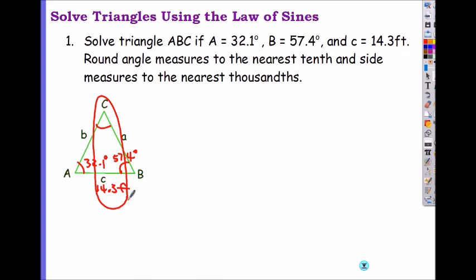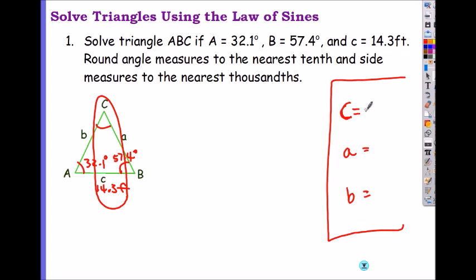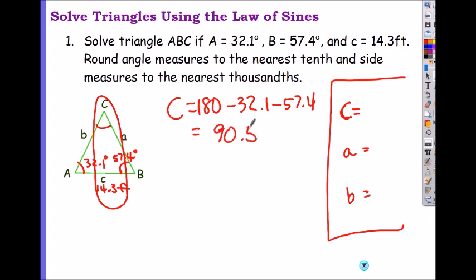For this one, you don't have to list all 6. Just write what you're solving for: angle C and sides a and b. So how would you find angle C? It is 180 minus the two angles, right? So what do you get? 90.5 degrees. Okay? So we are one third of the way done. We just have to find two more.